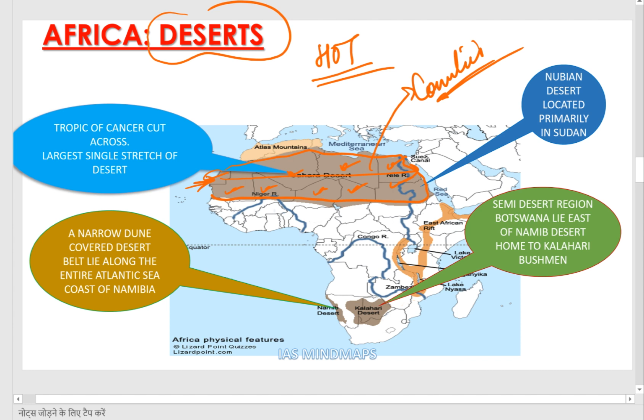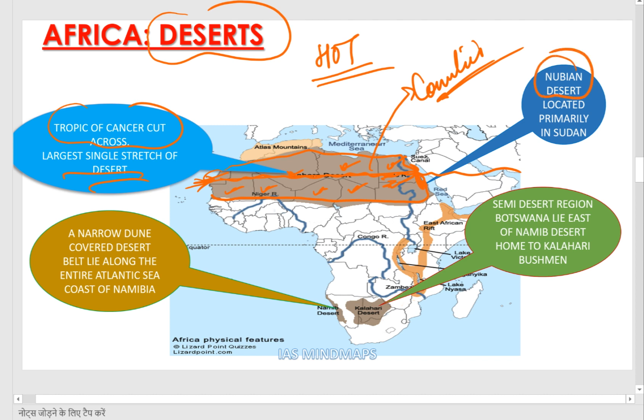The Tropic of Cancer cuts across this largest single stretch of desert. So Tropic of Cancer is cutting across like this. It is cutting exactly in the mid of Sahara Desert. And this Sahara Desert is largely continuous from west to east, except where River Nile is flowing, it is discontinuous and disrupted. And the portion of Sahara Desert lying to the east of River Nile is known as Nubian Desert.